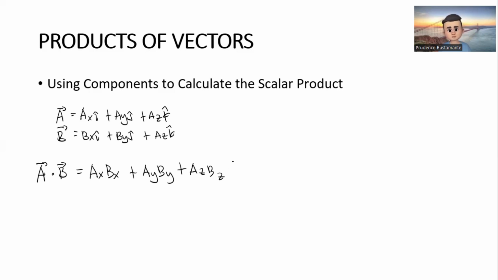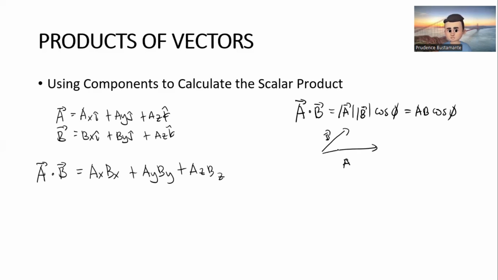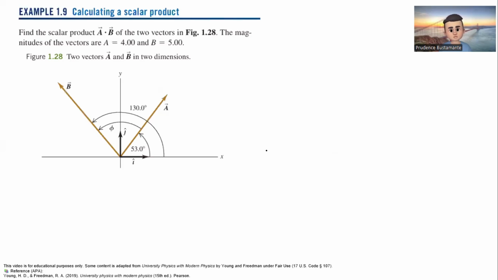So we have two formulas. Number one, A dot B is equal to the magnitude of A times the magnitude of vector B cosine of phi, or AB cosine of phi, where phi is the angle between A and B. In component form, A dot B is equal to ax bx plus ay by plus az bz. These two are the formulas that we are going to use when dealing with products of two vectors. So we have here an example, 1.9.